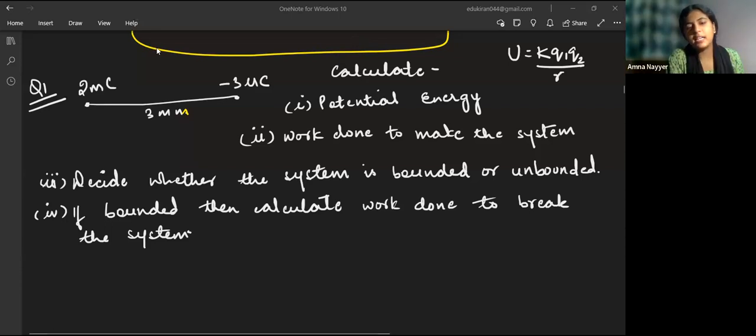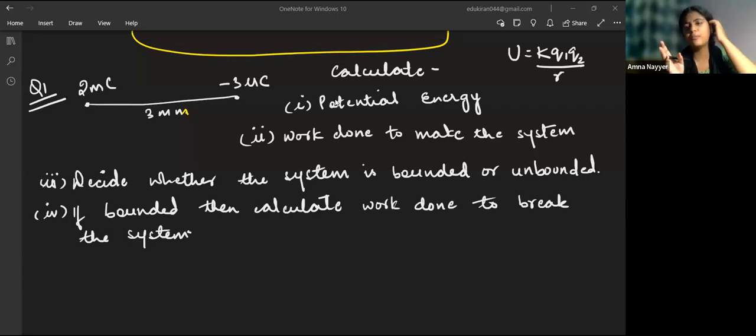Eighteen is right. 10 to the power 9. I think 9 won't be there. It would be 3. 10 to the power 3 should come. The answer. See, one charge is given as 2 millicoulombs and second charge is given as -3 microcoulombs. And the separation between both the charges is 3 millimeters.